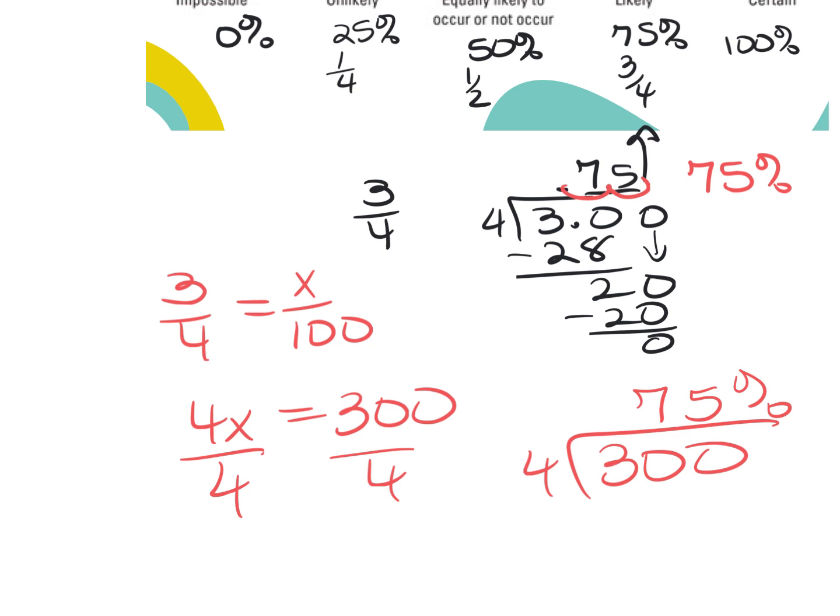So let's go ahead now and do another example. Let's find the definition of theoretical probability first.